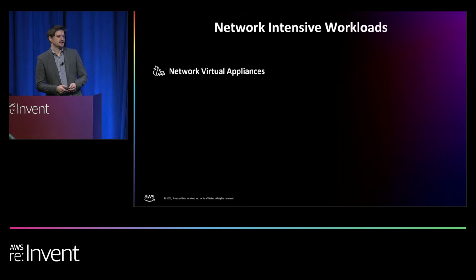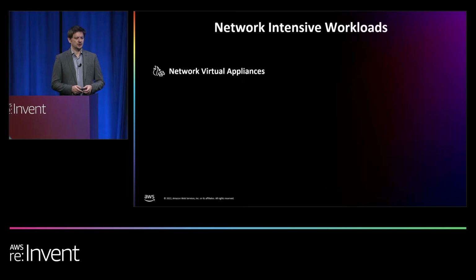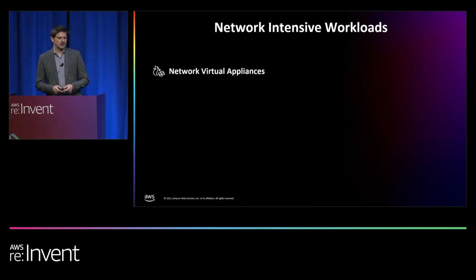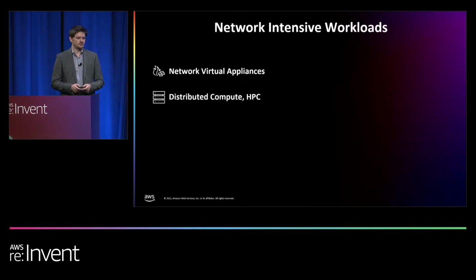So the first category is network virtual appliances. This includes workloads like next-generation firewalls, virtual routers, load balancers, DDoS machines, NAT gateways. For these workloads, customers need both high bandwidth and high packet performance. These are both important. The second category of workloads is distributed compute and HPC.